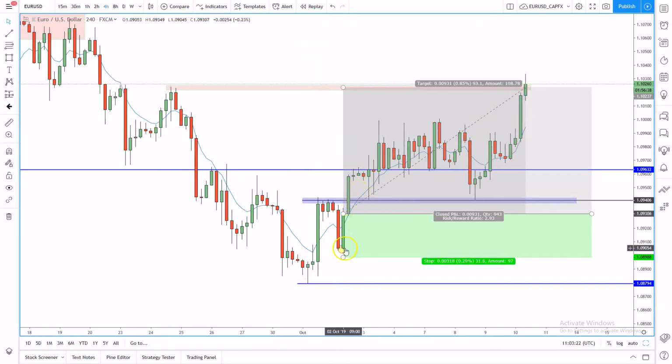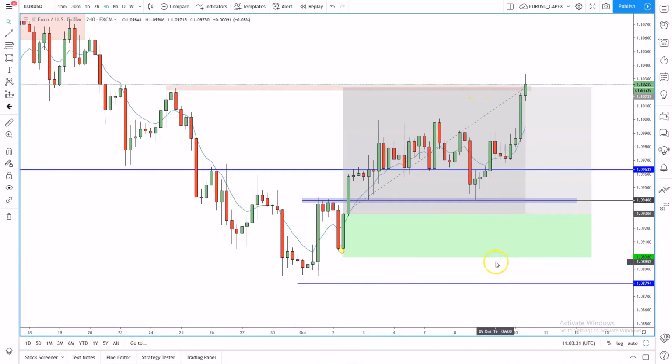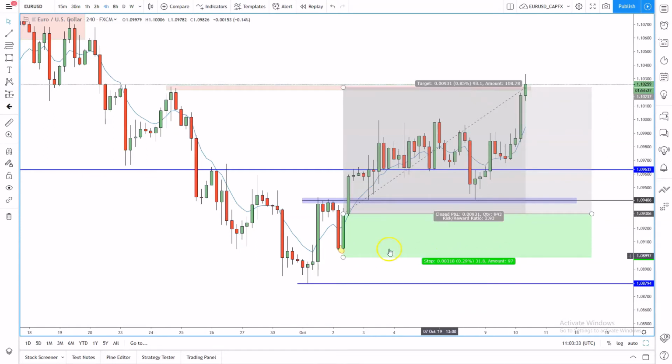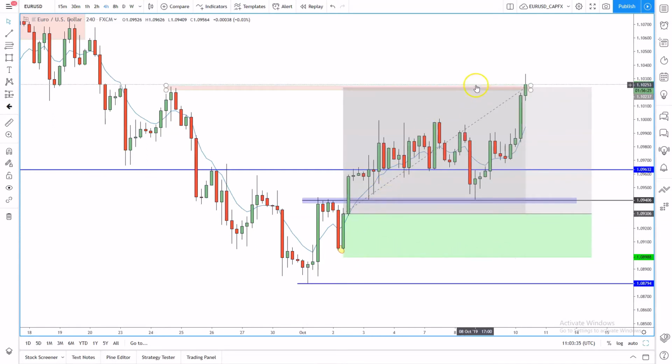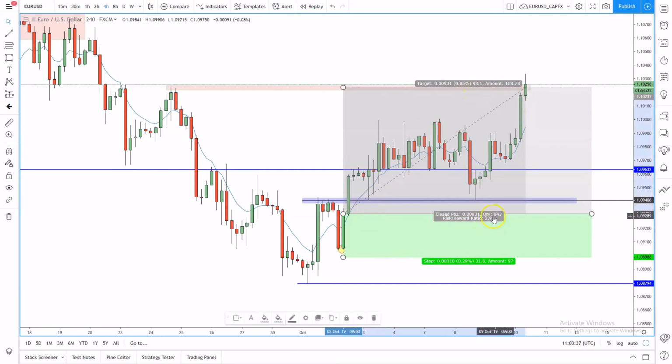All right, so the trade paid out quite nicely, total of 93 pips, risking a really small stop loss of 31 pips, gaining 93. So the total risk reward ratio was 1:2.93.